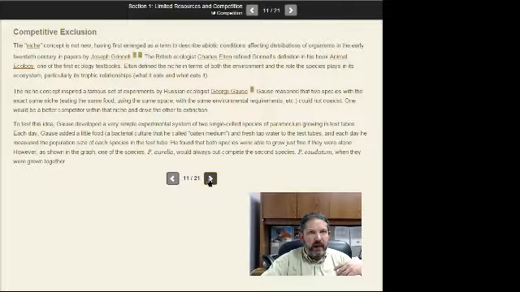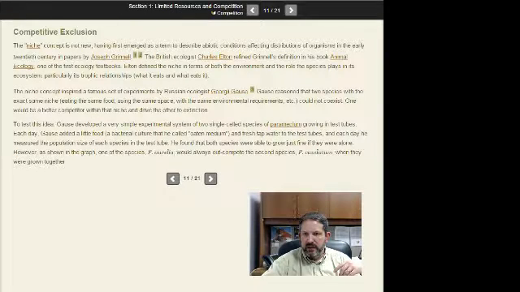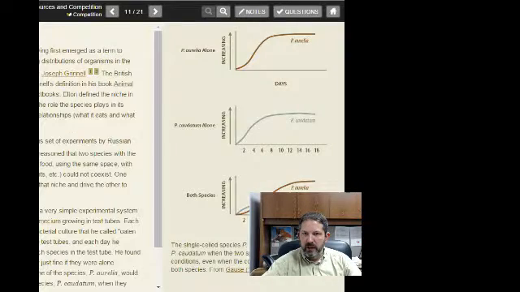Gauss worked with paramecia, and he showed... Let me see if I can extend this. Just a minute. Let me pause. I don't even know where the pause is. Okay, the growth curves. I was trying to extend my screen over. Maybe I can do it this way.